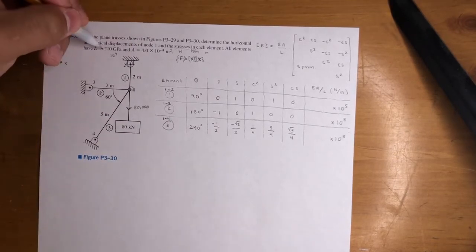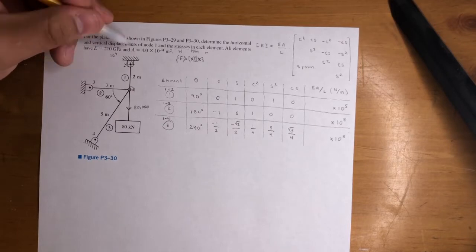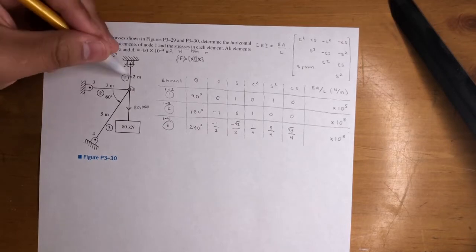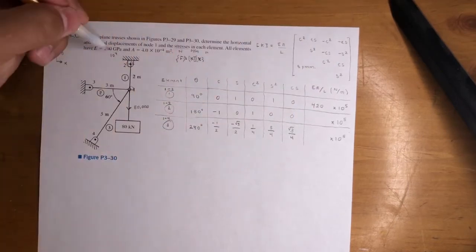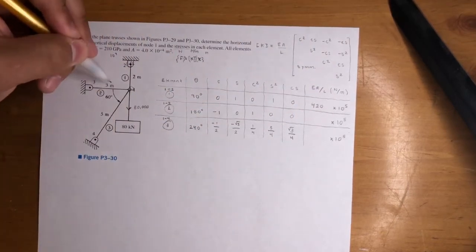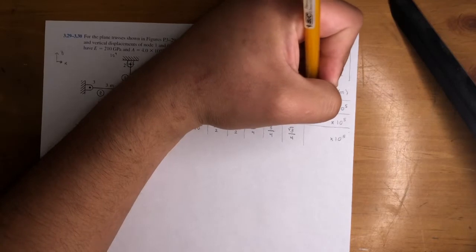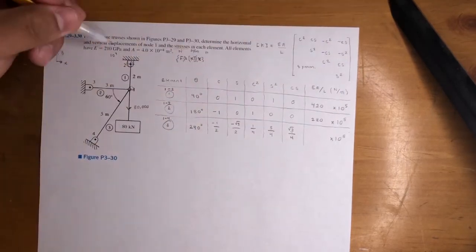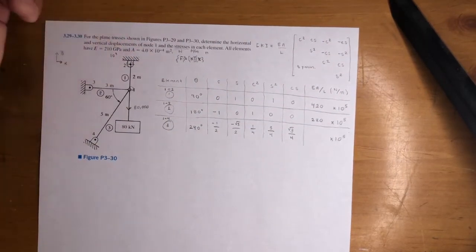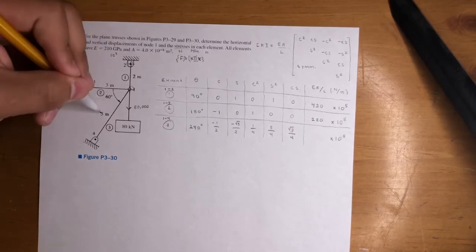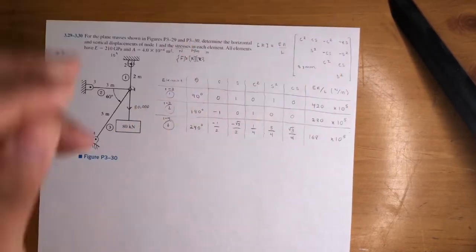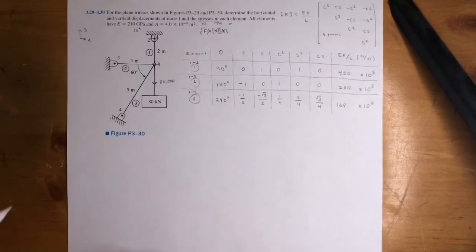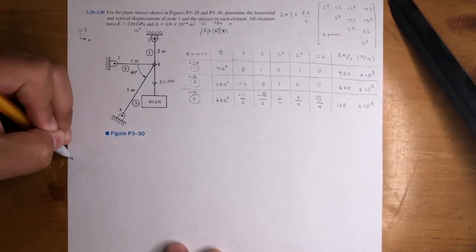So my bad, going back, right? EA over L: 210 times 4, that's 840, divided by 2. That will give you 420. So similarly, 840 divided by 3 is going to give you 280. And again, we already multiplied the GN, 10 to the -4. Then 840 divided by 5 is going to give you 168. So cool, we can go ahead and start assembling the little matrices, right?